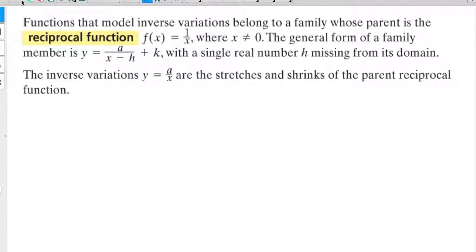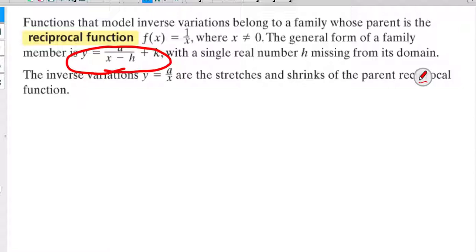All right, so before we get started in the first one, let's introduce ourselves to the reciprocal functions. A reciprocal function is any function that has a variable in the denominator. So f of x equals 1 over x, but of course x can't equal 0 because then that would be an undefined function.